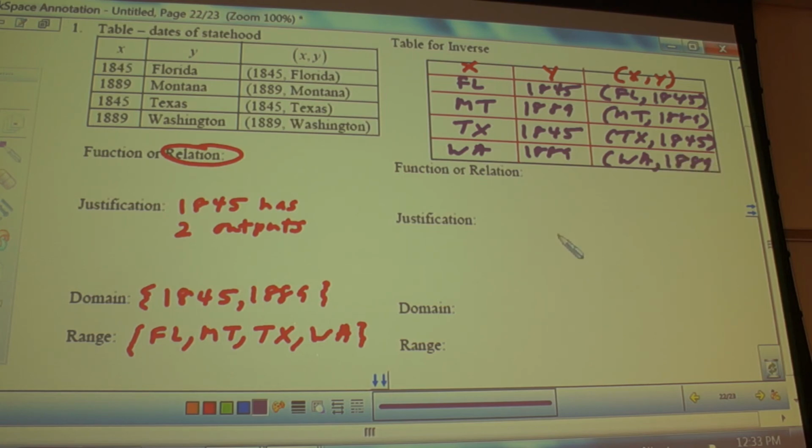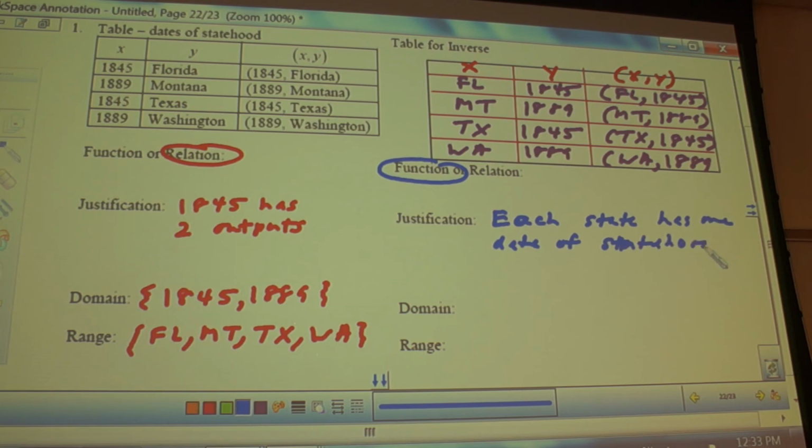Okay, so is this a function or a relation? Function. Why? Each state has 1 output. Yep, each state has 1 date of statehood. They only became a state once. So my domain is going to be Florida, Montana, right? So again, my domain becomes my range, and my range becomes my domain, right?